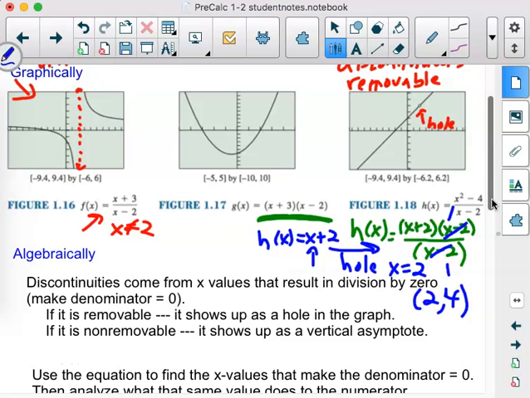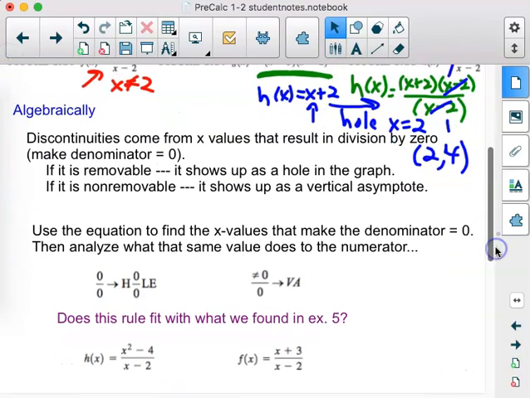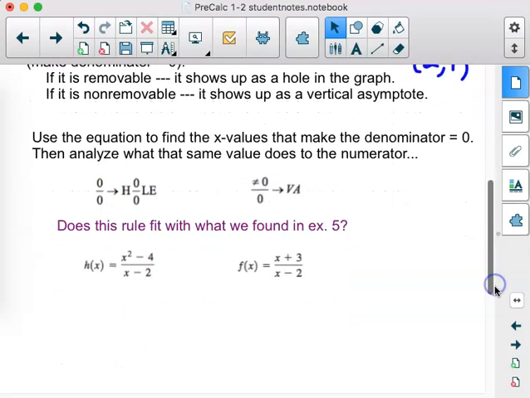So, algebraically, discontinuities come from x values that result in division by 0, the things that make the denominator equal to 0. If it is removable, it shows up as a hole in the graph. If it's non-removable, it shows up as a vertical asymptote or a jump. Most of the ones we work with will have vertical asymptotes. Use the equation to find the x values that make the denominator equal to 0. Then analyze what the same values do for the numerator.